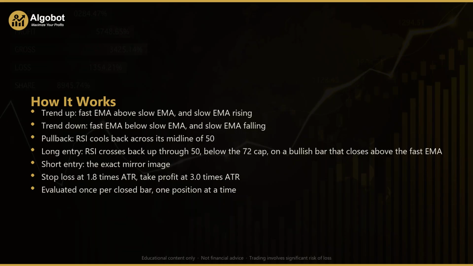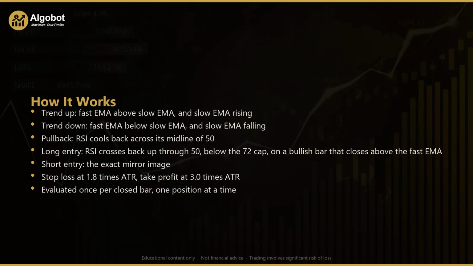Third, there are two extra filters on that entry. RSI must still be below an exhaustion cap of 72, so the strategy avoids chasing a move that is already stretched. And the signal bar itself must be bullish, closing higher than it opened, and it must close back above the fast-moving average. When all of those conditions align, the strategy signals a long entry. The short side is a perfect mirror.